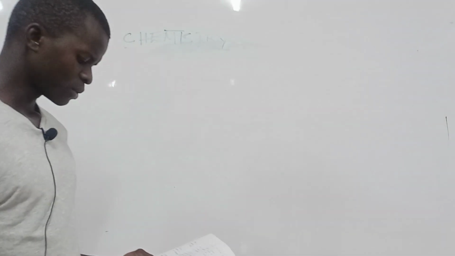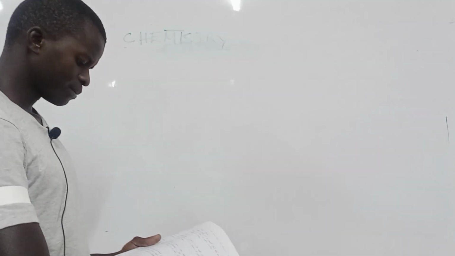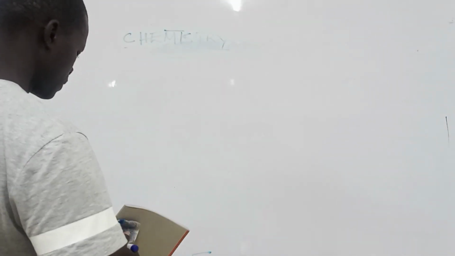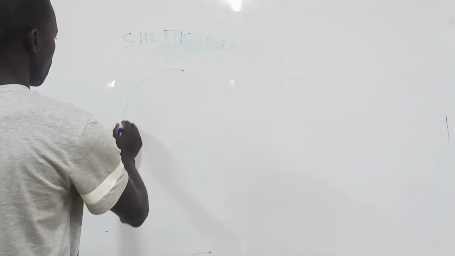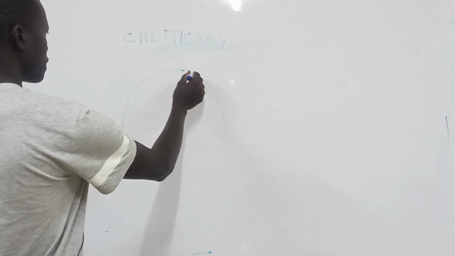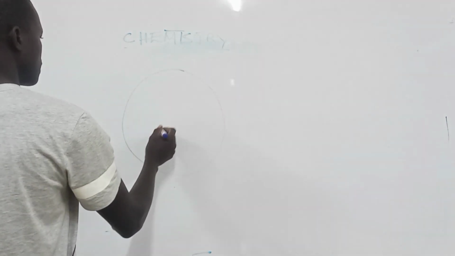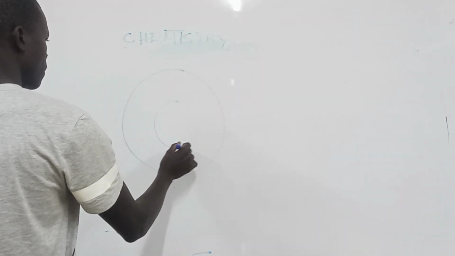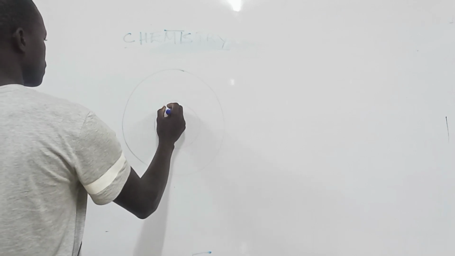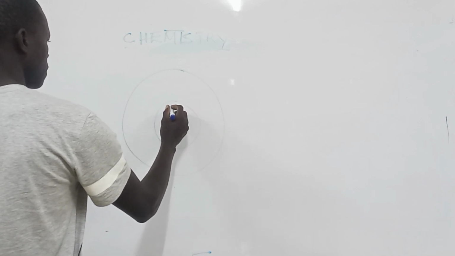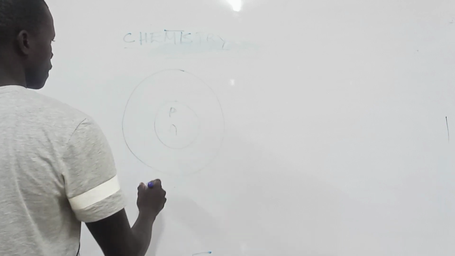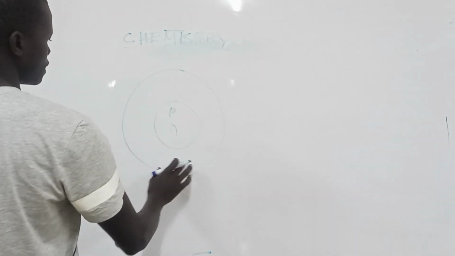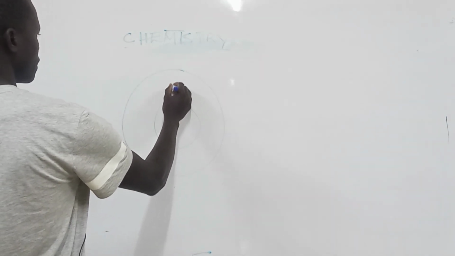Then we went further and drew a simple structure of an atom, where we say that, this being the structure of an atom, at the center we have the protons and neutrons. Then the area surrounding the center, we have the electrons.